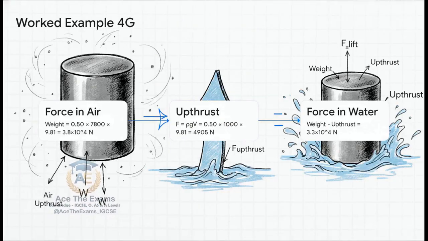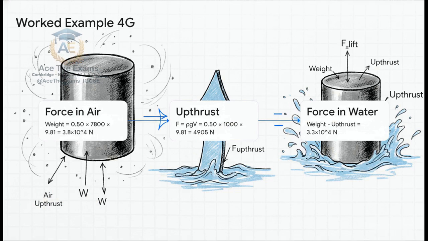Got it? Okay, let's break it down. To find the lifting force in air, we basically just need the cylinder's weight. Weight is mass times gravity, right? And mass is density times volume. So step 1, force in air is the volume, 0.50, times the metal's density, 7,800, times 9.81 for gravity. That punches out to 3.8 times 10 to the power of 4 newtons. And yet we ignore the air's upthrust here because, honestly, air density is basically nothing compared to solid metal.